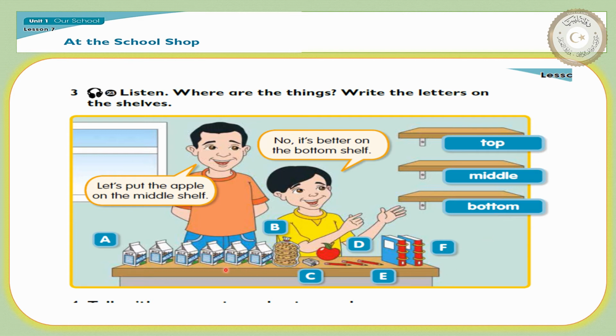Okay, what do we have in front? What's A? Who can tell me what's A? Milk. Excellent, milk. What about B? Cookies. C? Sharpeners. D? Apple. E? Pencil. And F? Notebooks. So now we need to listen to decide where the things are. Remember, top, middle, bottom. We need to listen to decide which shelf it is.